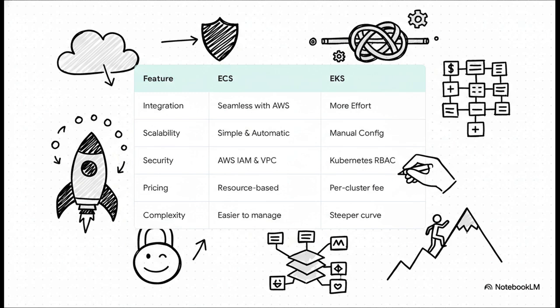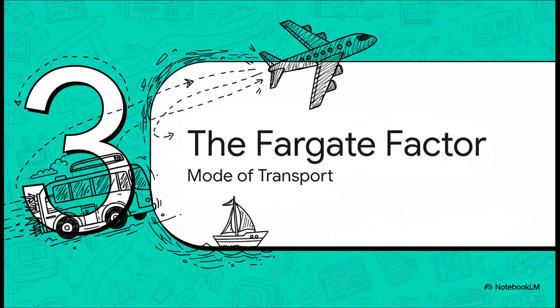It's just simpler. EKS is powerful, but that power comes from its complexity. You're not just picking a service, you're picking a learning curve for your whole team. Okay, hang on. There's another layer to this, a little twist in the story called Fargate. Now, this is super important.